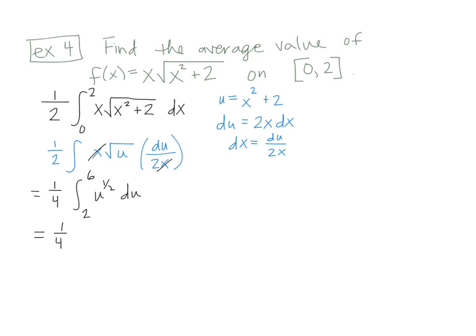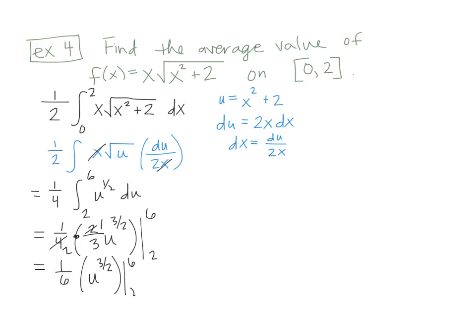So we'll have 1/4, and then we have to do our integration. So we'll add 1 to the exponent of u and divide by that value. So that's 3/2. So we'll divide by 3/2, which gives us 2/3 u to the 3/2, from u is 2 to 6. Okay, if you want to make this simpler, we can multiply the 1/4 and the 2/3. So doing that, I can cancel, so I'm left with 1/6. Then we can evaluate the u to the 3/2 at 6 and 2.